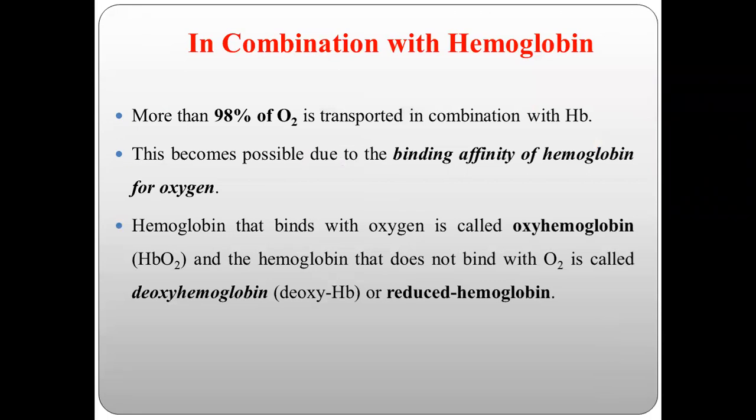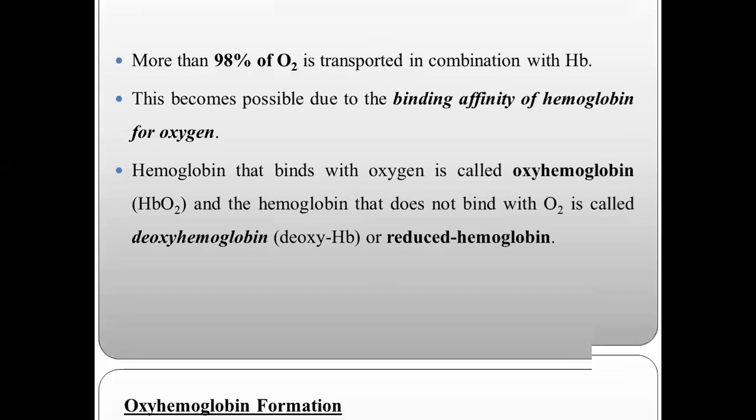So the majority of oxygen, that is more than 98%, is transported in combination with hemoglobin. Why is this possible? Because hemoglobin has a binding affinity for oxygen. Whenever oxygen is combined with hemoglobin, the hemoglobin is known as oxyhemoglobin, and if it is not bound with oxygen, then it is termed reduced hemoglobin.